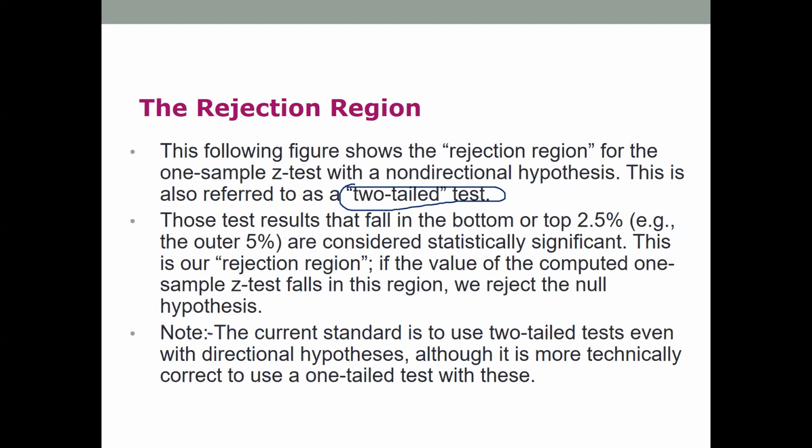Most often, and this is something you want to work with a statistician on, the current standard is to use a two-tailed test, even with a directional hypothesis, although it is more technically correct to use a one-tailed test.